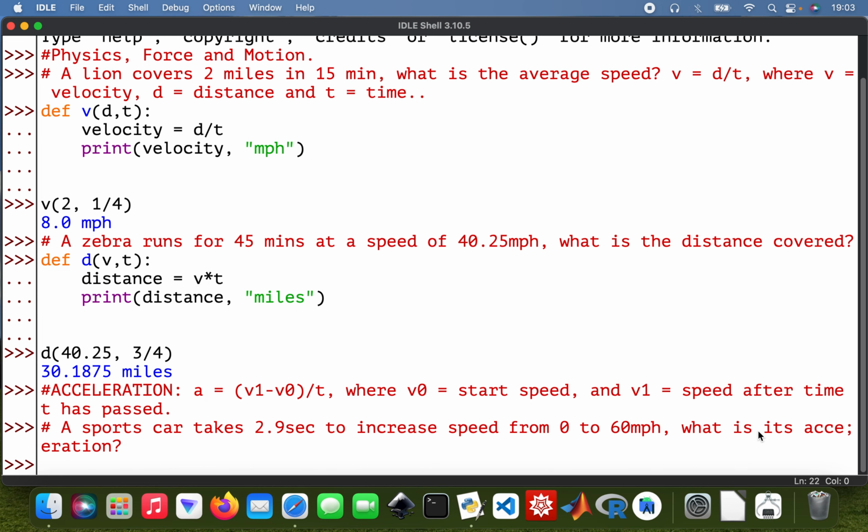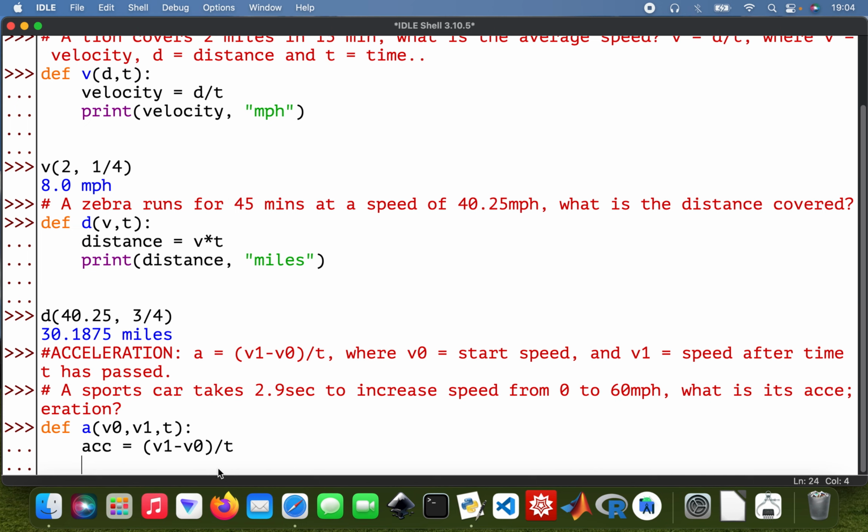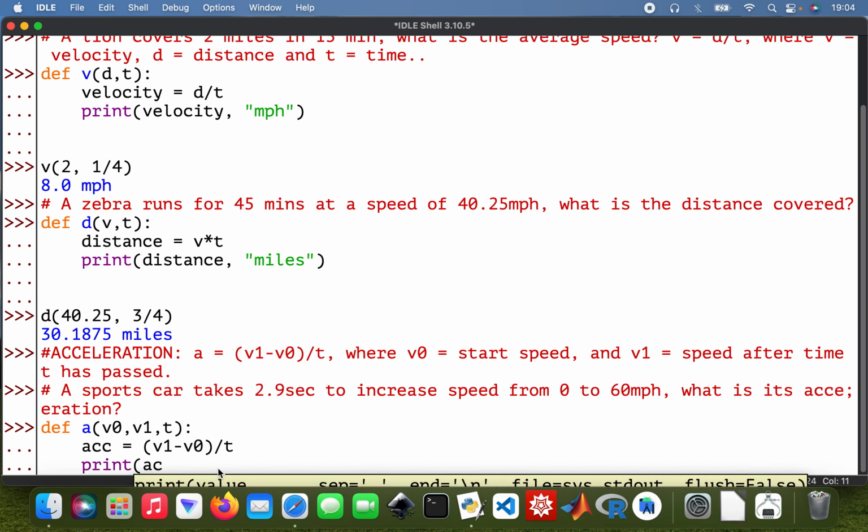Okay, so define my function, define a, then v0, v1, and then my time t. Okay, and then solving that, acceleration equals, let me just copy that. And then print ac, and then miles per hour per second.